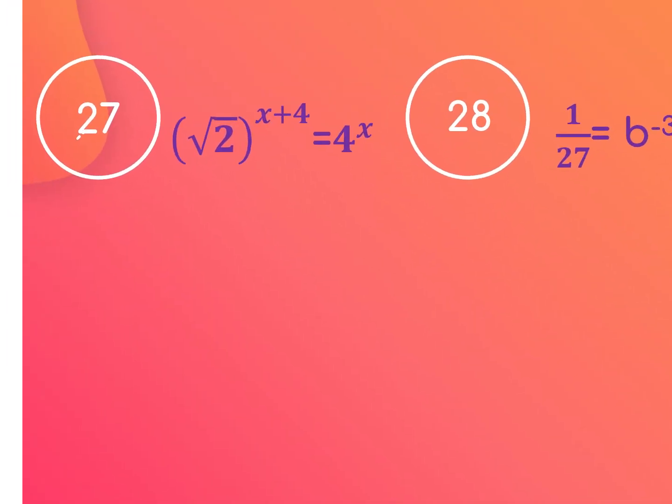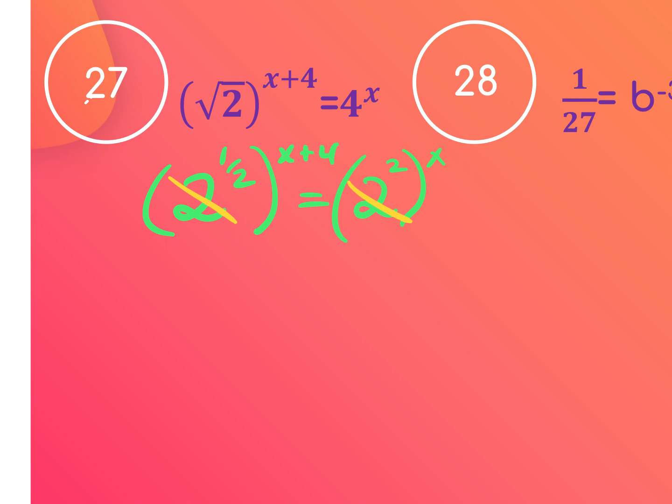Okay, so for 27, oh, we got a radical here, but we can change them to the same base because remember, we can change this square root of 2 and make it have a fraction exponent because the square root of 2 is really 2 to the 1/2 power. And then I'll rewrite the exponent that's there. I also have to change the 4 and make it 2 squared, and then put the x. I'm now going to get rid of my base of 2. I'm going to take that power to the power, and I'm going to multiply it. And then the same thing here, 2 times x.